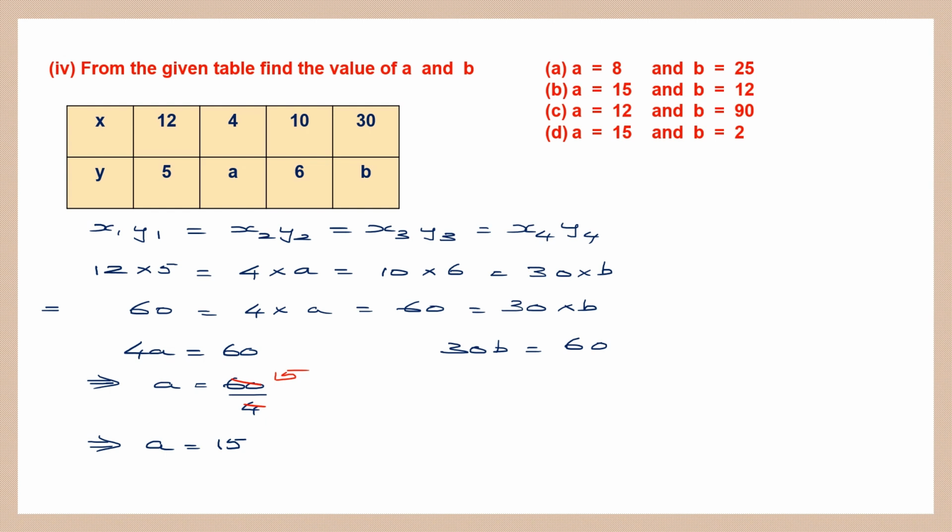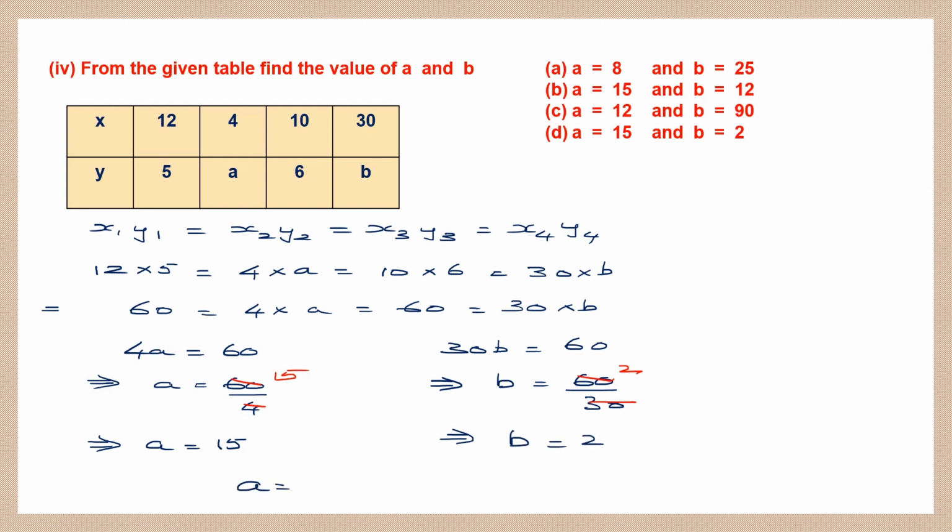Let's go to this part to find the value of B. 30B is equal to 60. So to find the value of B, we say 60 by 30. So here we can cancel, 30 twos are 60. So we have found the value of B. B is equal to 2.